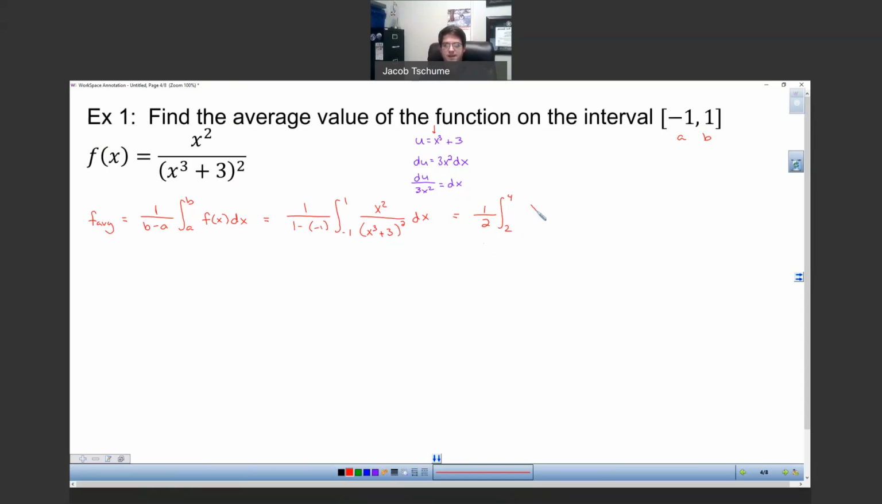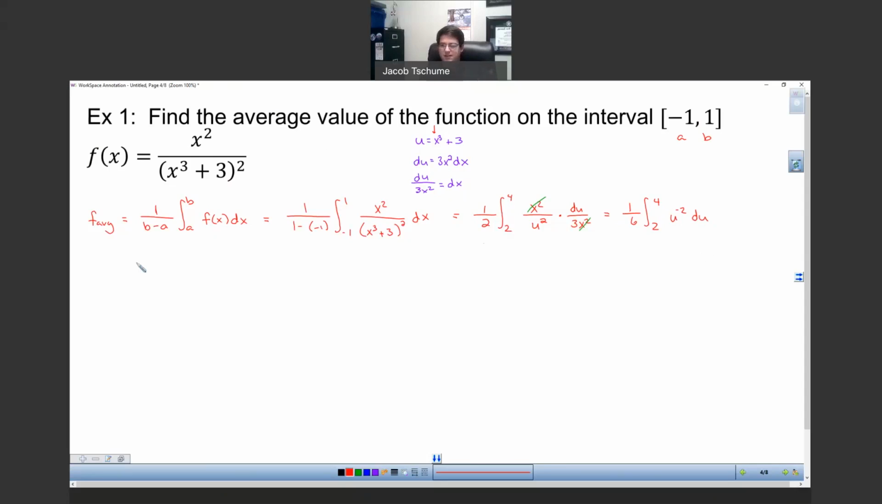And then this will give me x squared over u squared times my dx term, which is du over 3x squared. Just like I wanted to, the x squareds will cancel. You can factor that extra 1/3 out to the front to make it a 1/6. And then we're going to integrate from 2 to 4, and I will rewrite 1 over u squared as u to the -2 du.